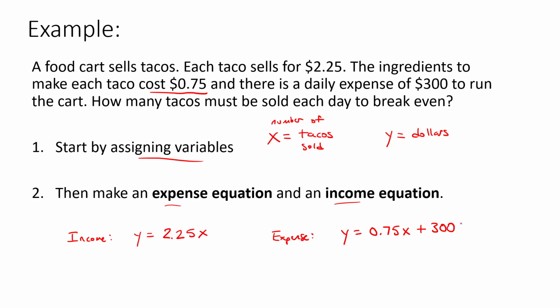Okay, we're not going to multiply this by x. We don't want to do that. That would mean we're paying $300 for every taco we make, right? That would be crazy. So this is just a flat fee. We have to pay that every day for, again, whatever overhead sorts of costs. And now we have two equations. Two equations, two variables. That's a system.